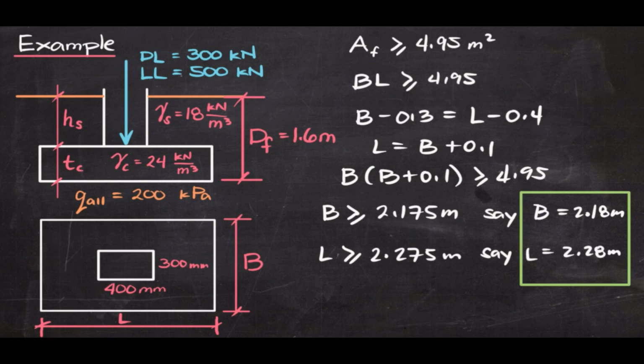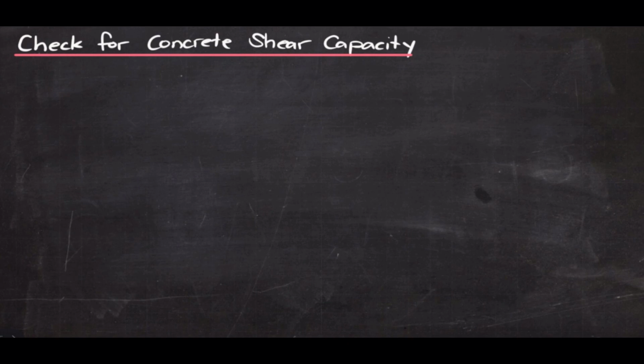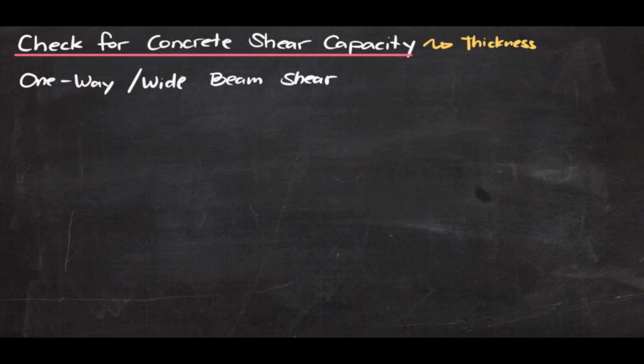The next step is we check for concrete shear capacity, and this concrete shear capacity will control the thickness of our footing. There are two shear capacities, or two shear effects, that we will be checking when designing an isolated footing. These are the one-way or the wide beam shear, which looks like this.